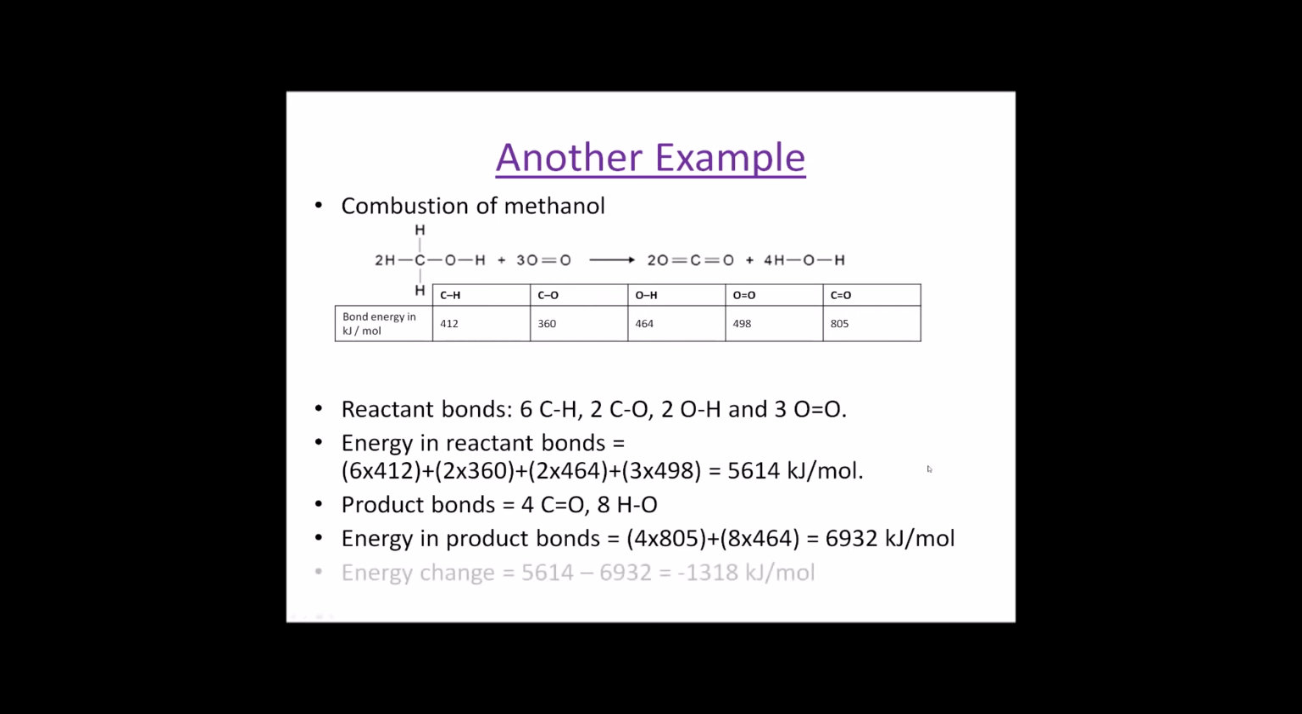Next step, nice and simply, we add this in to our equation. So energy change is equal to 5,614, our energy in our bonds broken, take away 6,932, energy in our bonds formed, so reactants bonds, product bonds, gives us minus 1,318 kilojoules per mole.